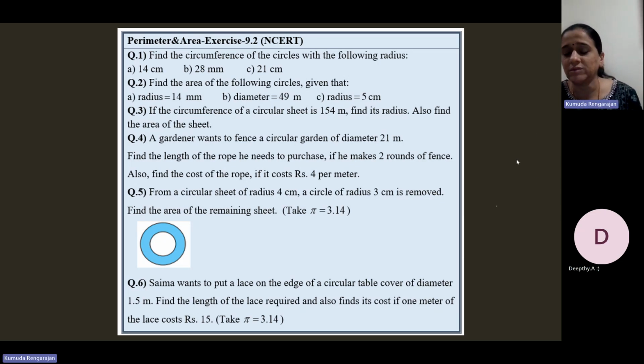At about 7:15, I'll be sharing a different link, Deepthi. You'll have to join the meeting using that link. All right? Yes, ma'am. And you'll have to continue working. I'll be sharing the questions on WhatsApp and you continue working till 8 o'clock.